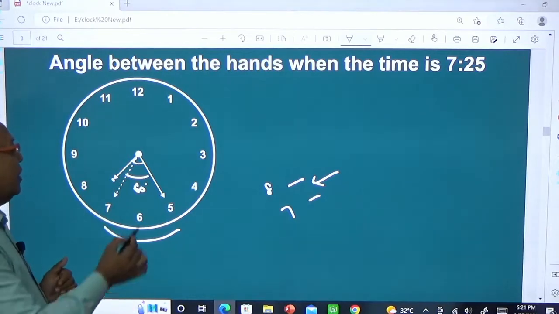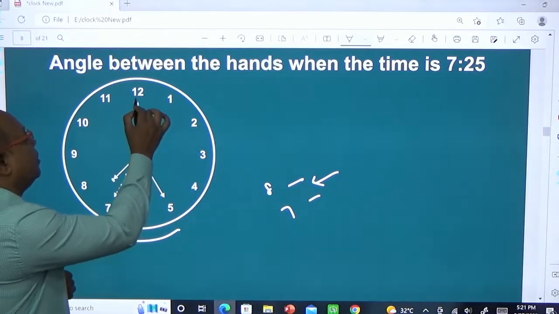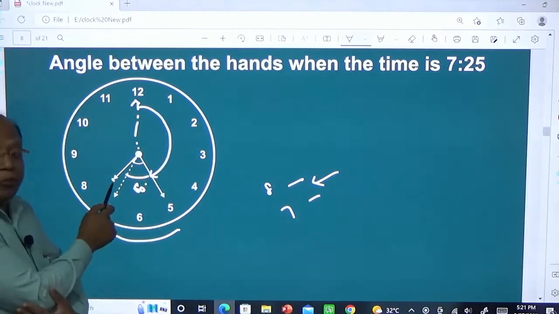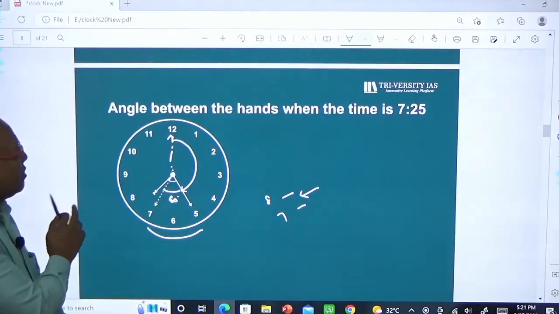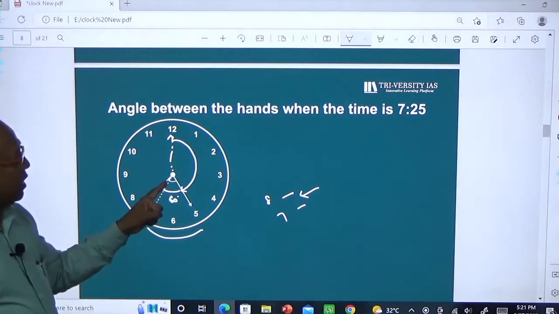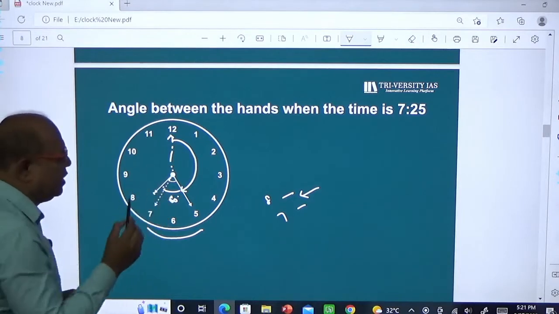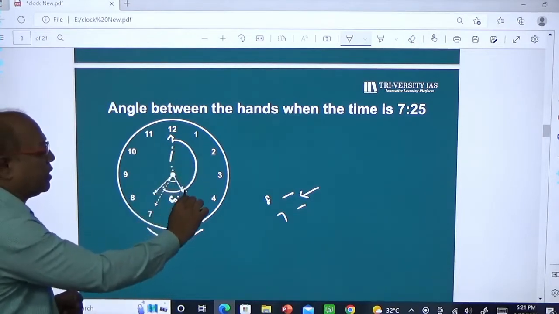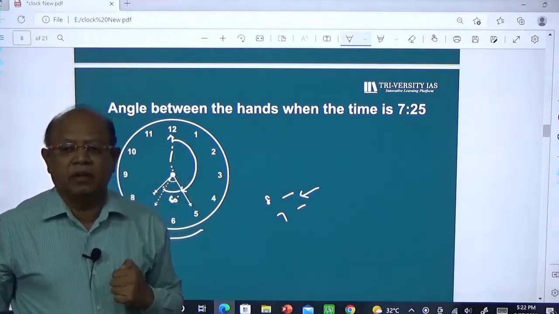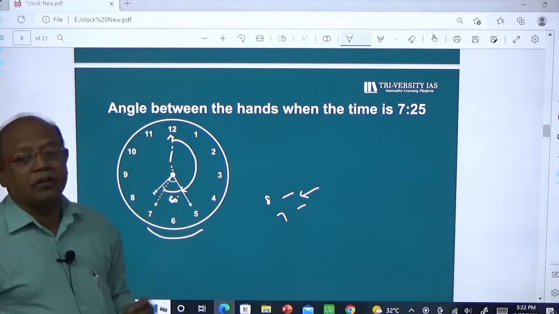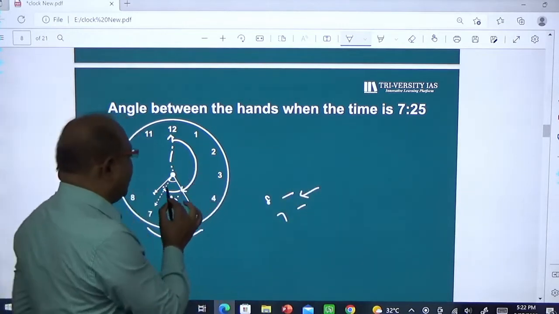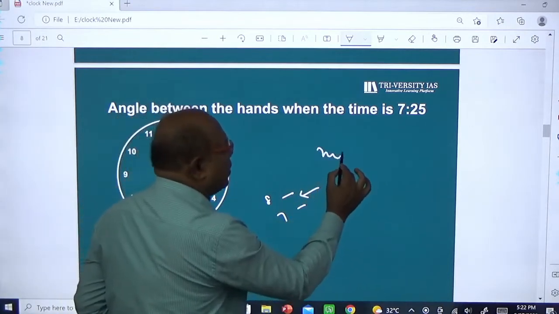This is because of the minute hand's movement from 7 to 7:25. Once again I am telling, the smaller hand was at 7. Now it has gone a little away. So this is because of this. This shaded area is nothing but the movement of the minute hand from 12 to 5. That means the minute hand has covered 25 minutes. We have already seen if the minute hand covers 25 minutes, the hour hand will move just half of it. That's why the shaded area is just minutes by 2.